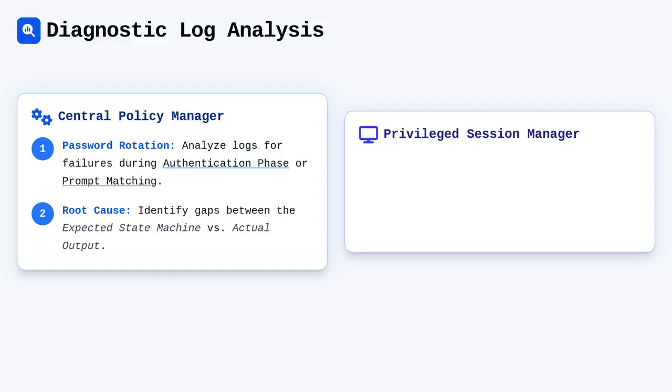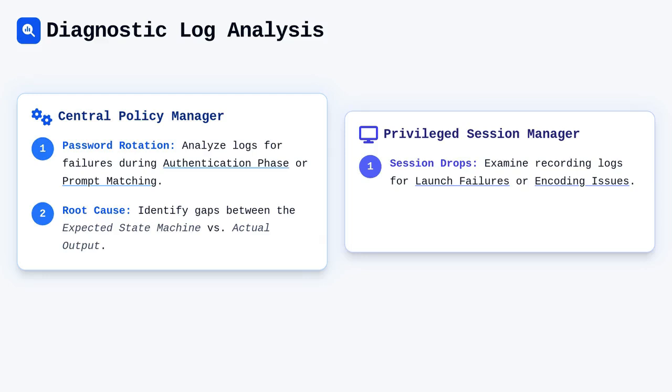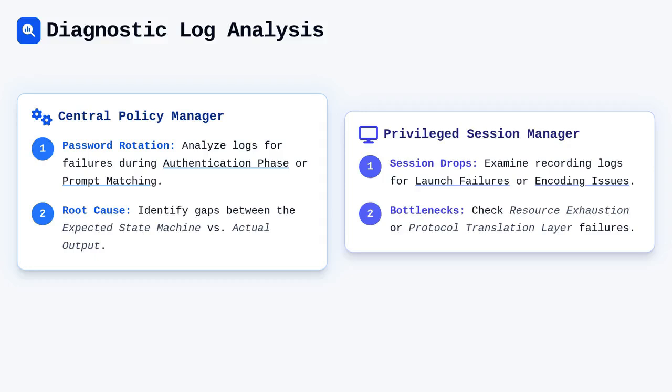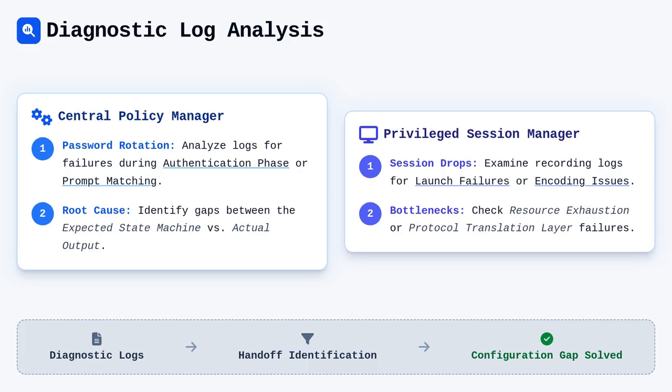Similarly, the Privileged Session Manager recording logs are vital when you observe session launch drops or video encoding irregularities. These logs reveal whether the bottleneck resides at the gateway level, perhaps due to resource exhaustion or a failure in the protocol translation layer. By identifying where the session handoff fails, you narrow down the root cause from a systemic issue to a specific configuration gap within the connection component.